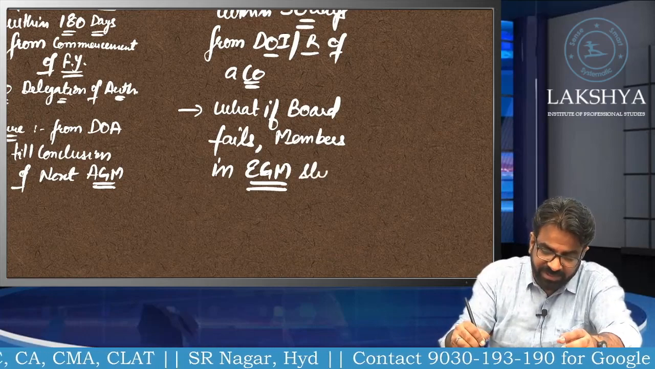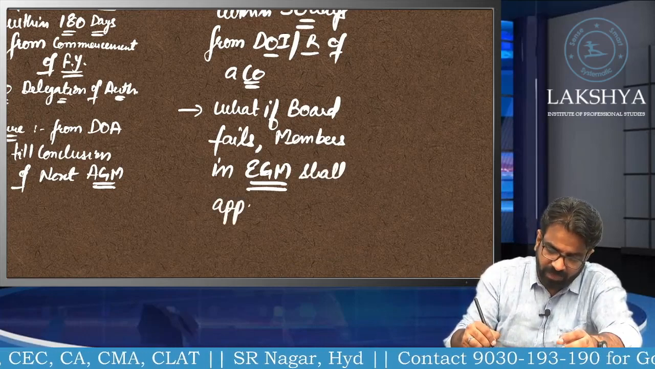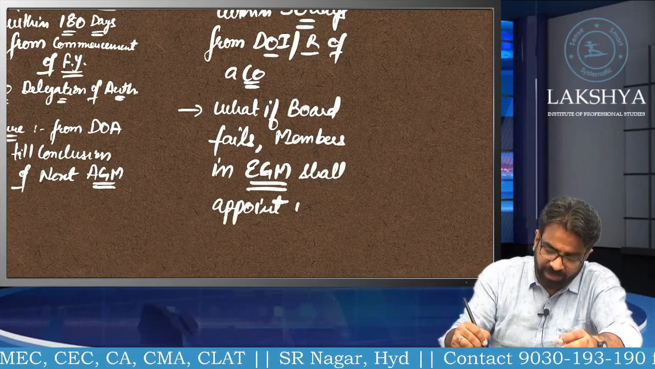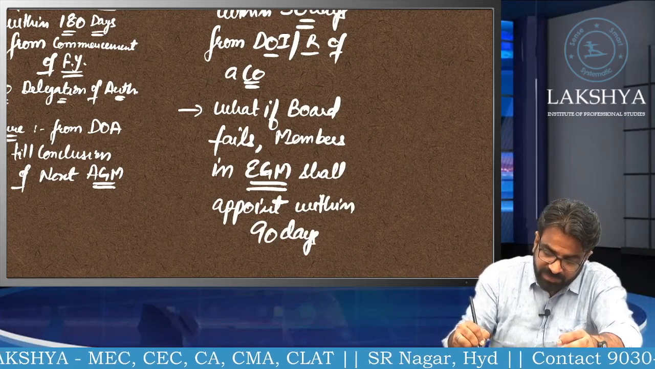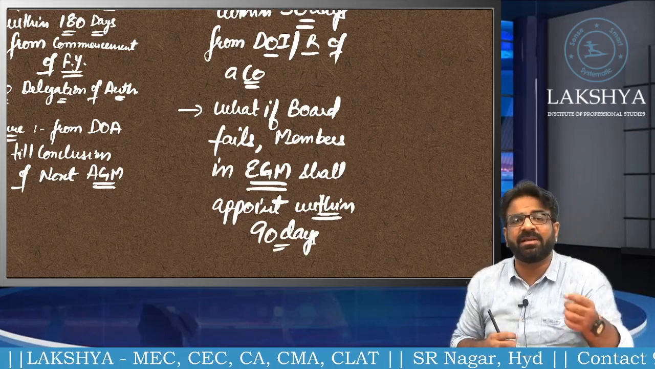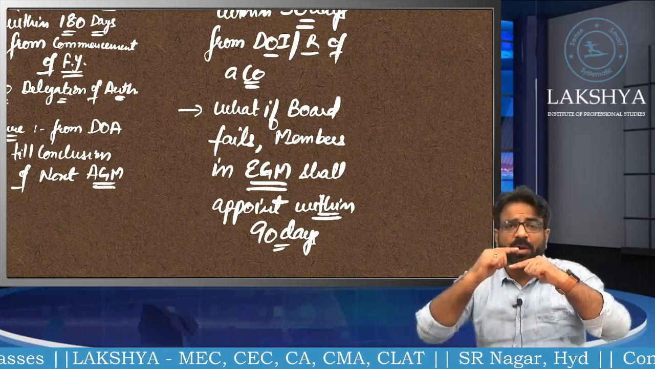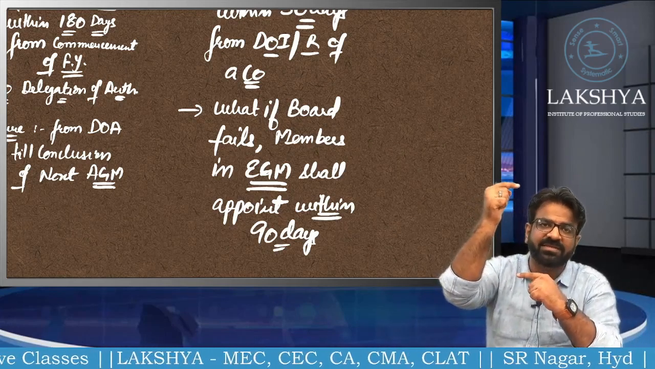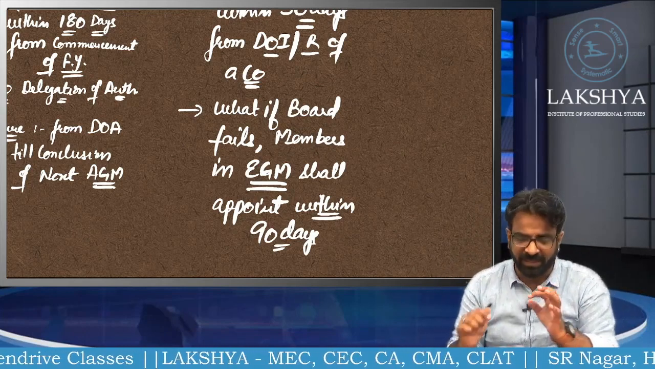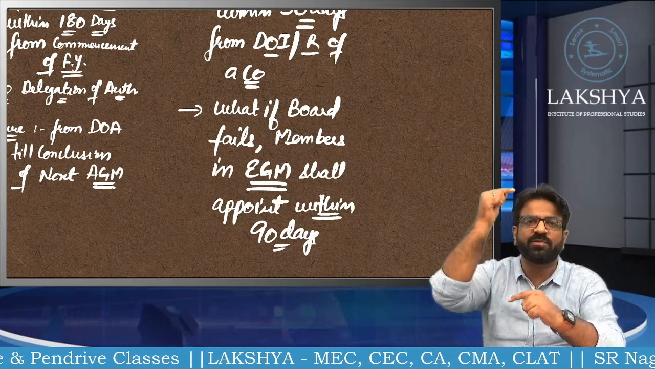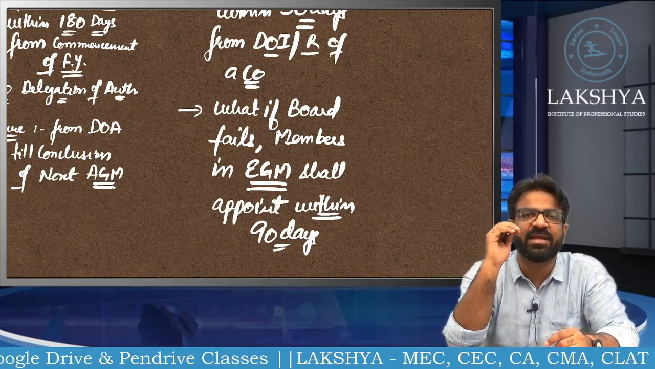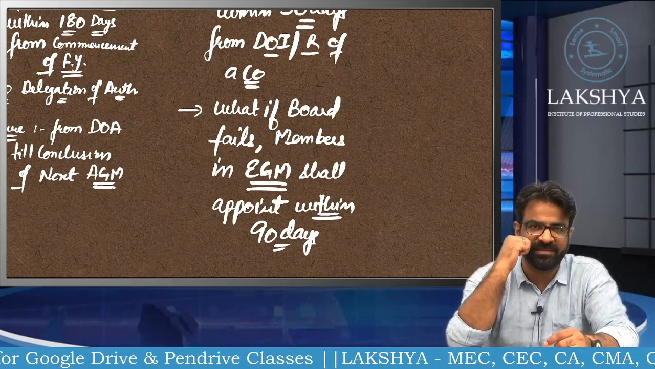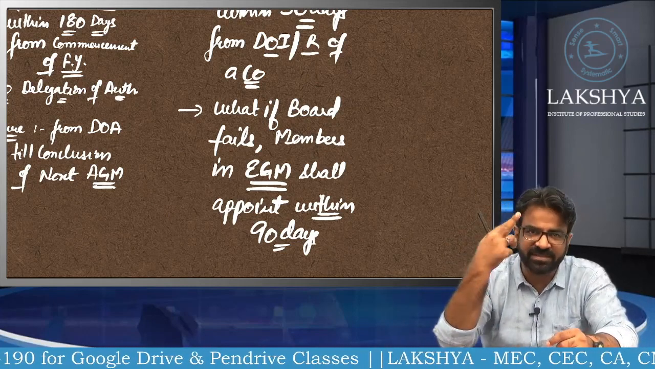Members in EGM shall appoint within 90 days. What is the point used? Within 90 days. Matlab these 90 days already include the Board of Directors' 30 days. Are you understanding the point? It means indirectly how many days? Next 60 days. 30 days of Board of Directors and 60 days of members.